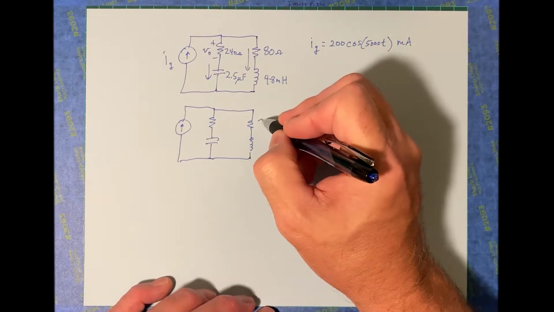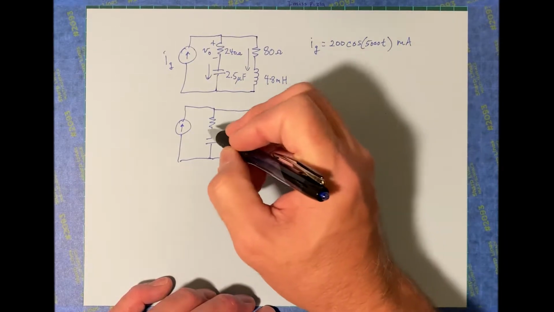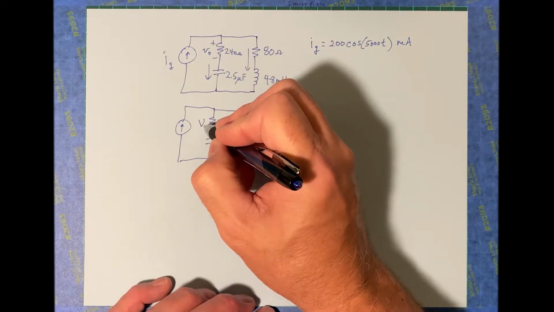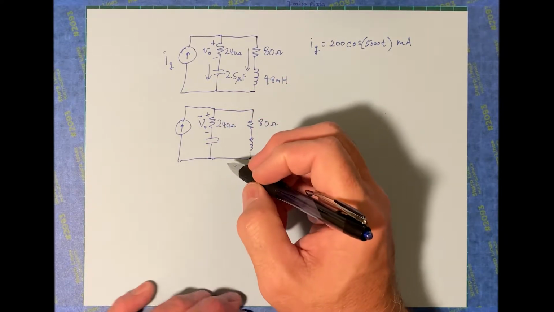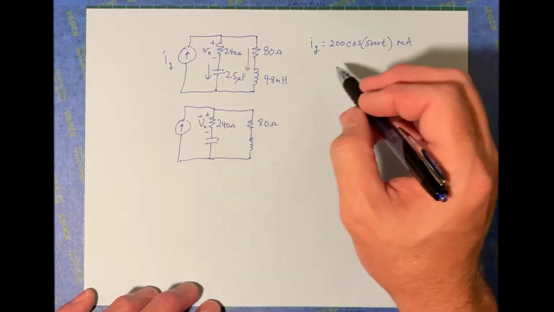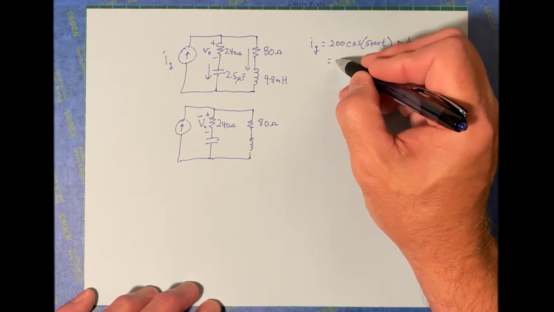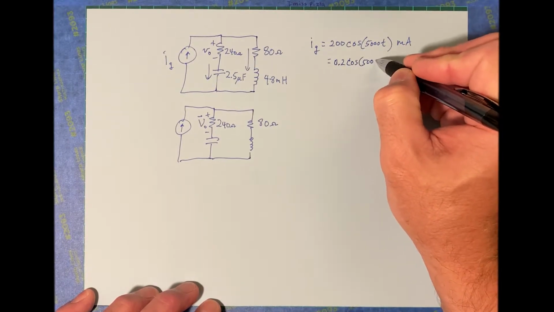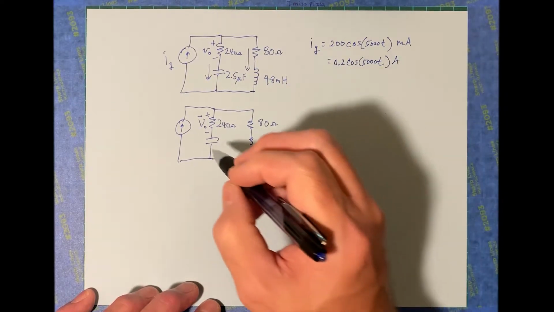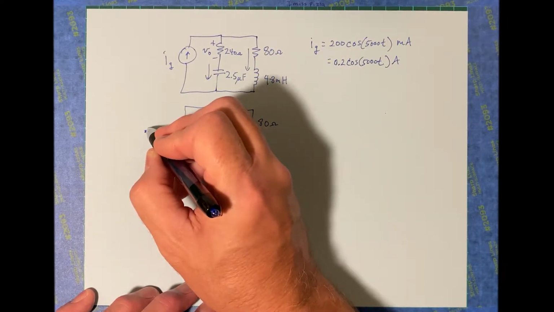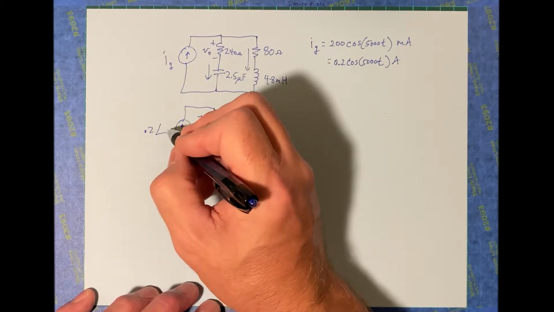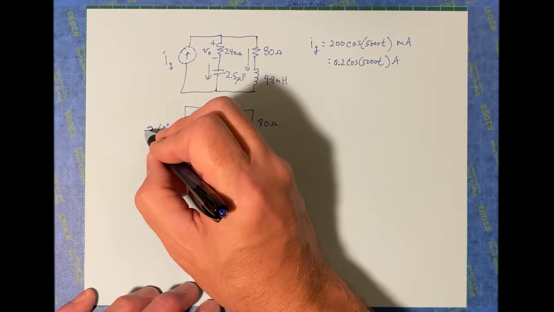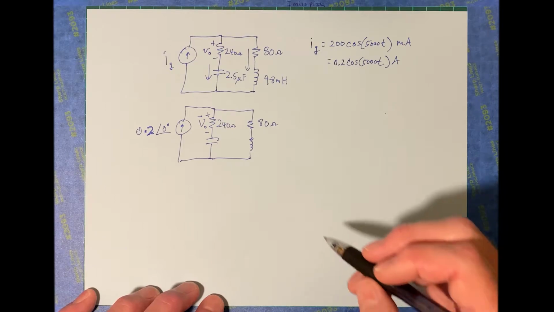All right, so the 80 ohm resistor stays the same. This is now phasor V0, and this is going to be, now that's in milliamps, so that's the same thing as 0.2 cosine 5000 t in amps, and let's keep it in amps. So this is going to be 0.2 angle 0 degrees. Okay, and that's in amps. So this is 0.2.